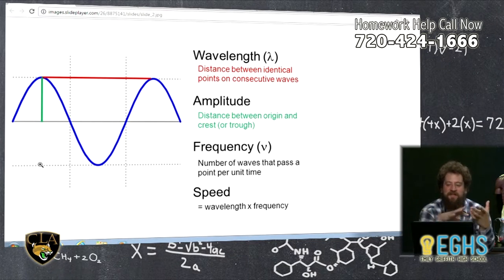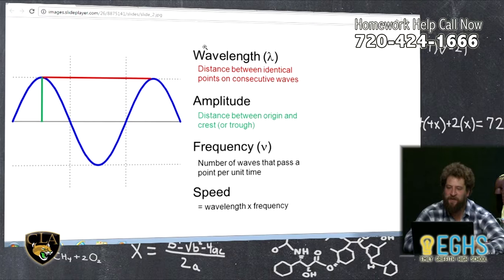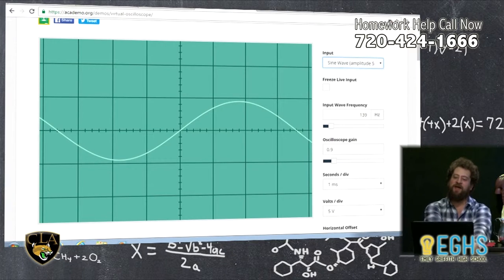And frequency and wavelength are sort of inversely related. The longer a wave is, the less frequent it's going to be, because frequency is just the number of times that a wave passes a given point. And I've got an even better visual that can help us out with that.